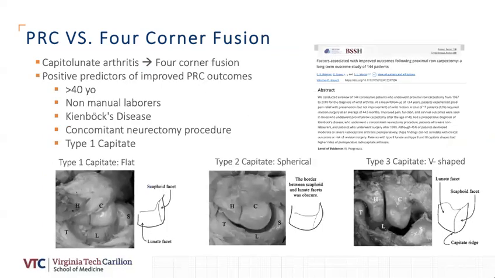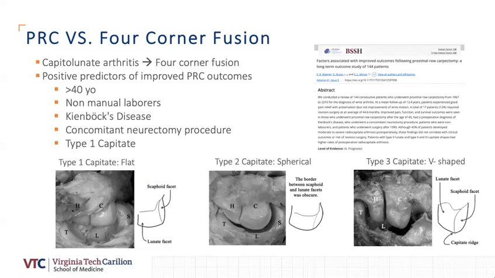So again, how do we decide when to do a PRC versus four-corner fusion? And again, this is really just for stage 2 SLAC wrist. If you have capitolunate arthritis, that's going to guide you to do a four-corner fusion. That's just because the capitate has arthritic changes, so you don't want that being your point of articulation like it is in the PRC.